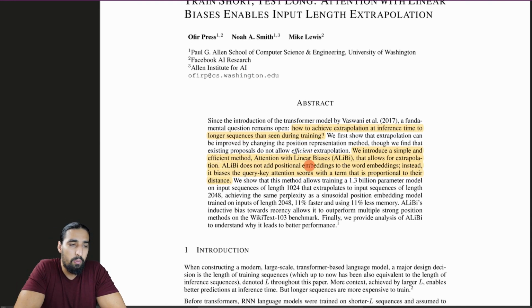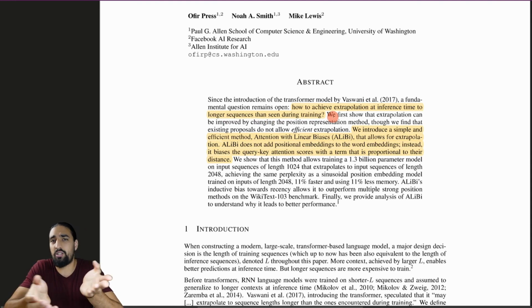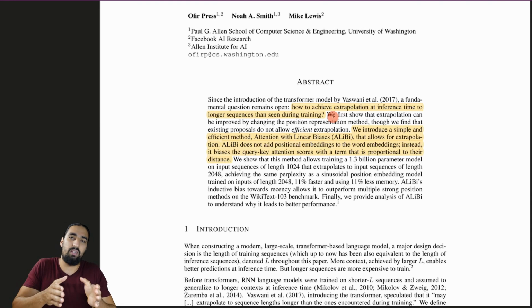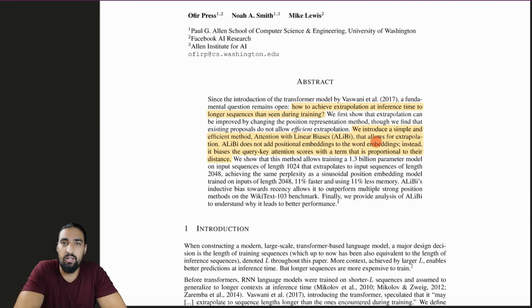So the question they open this paper with is how to achieve extrapolation at inference time to longer sequences than seen during training. Basically, we obviously want to train transformers on way shorter sequences because that way we save memory, time, computational budget, money, whatnot, and it'd be nice if we could deploy those on unseen longer input sequences. So that's the holy grail, I guess. And I think this is a nice step in that direction.